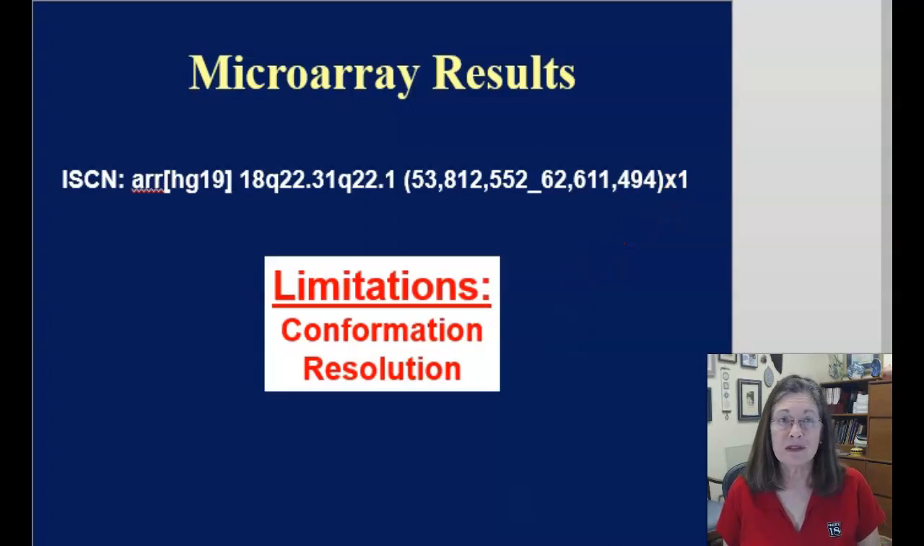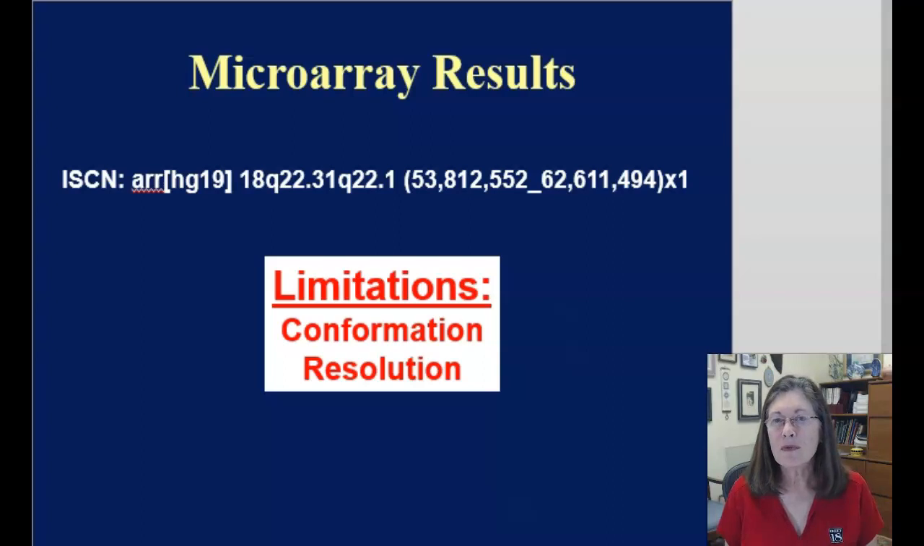So the limitations of this information. First, again, as I've said, it doesn't tell you anything about conformation. So this particular hypothetical deletion is just a chunk out of the middle of the long arm of chromosome 18. So where's the end of that chromosome? Is this truly an interstitial deletion, so it's a piece out of the middle? Or is that piece that's at the end now somewhere else? So it doesn't tell you that.